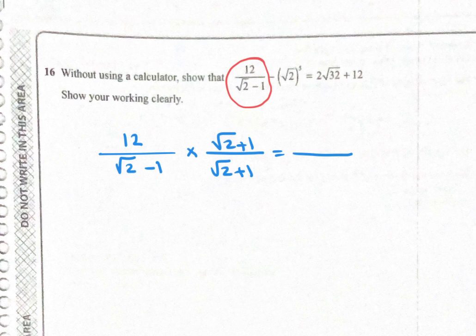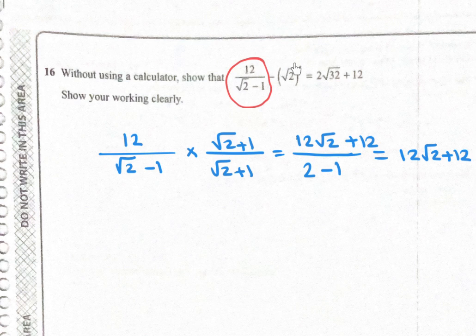When you multiply two conjugate numbers, square of the first minus square of the second. So square of square root 2, which is 2, minus square of 1, which is 1, so 2 minus 1. For the numerator, 12 times square root 2, so 12 square root 2. And 12 times 1 equals 12. The denominator equals 1, so you can write the fraction as 12 square root 2 plus 12.